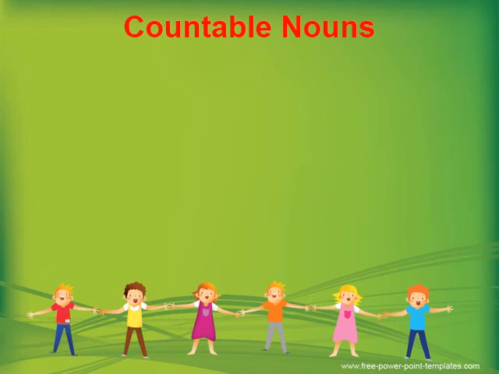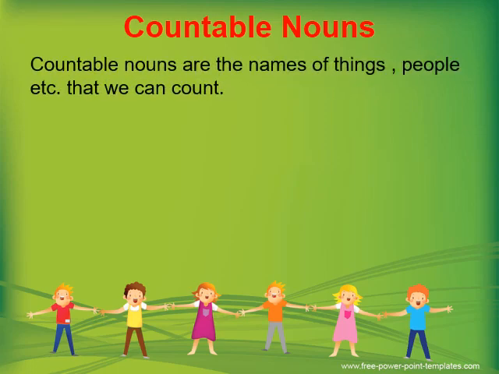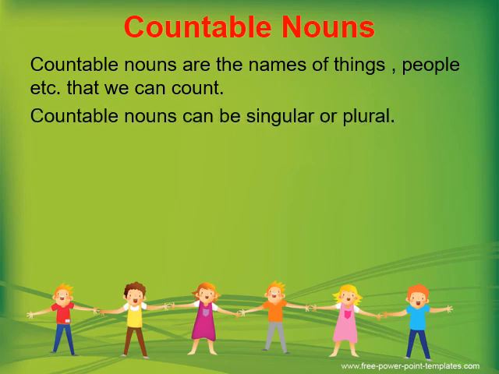So children, now let us understand what countable nouns are. Well, countable nouns are the names of things, people, etc. that we can count. Countable nouns can be singular or plural. Now children, what do we mean by singular and plural? Let us see.